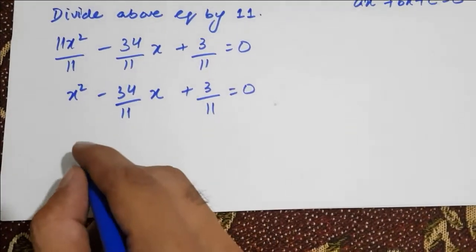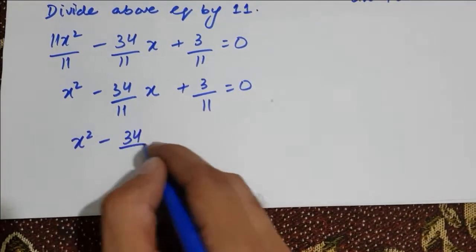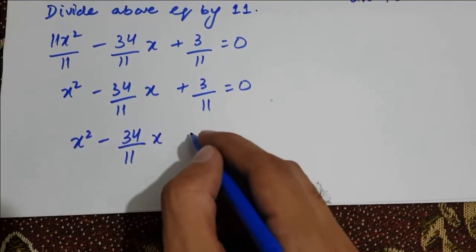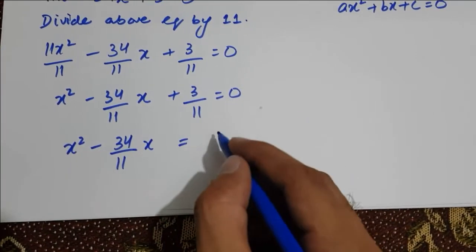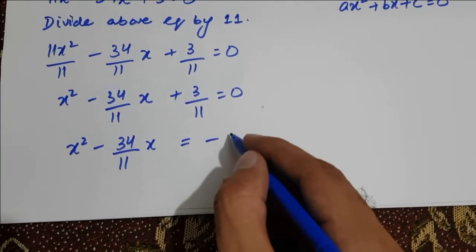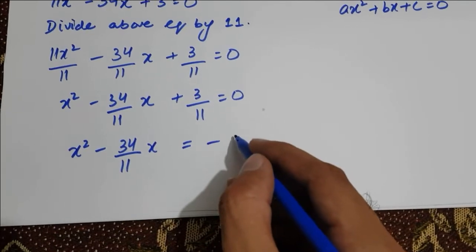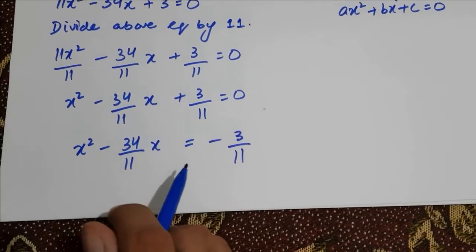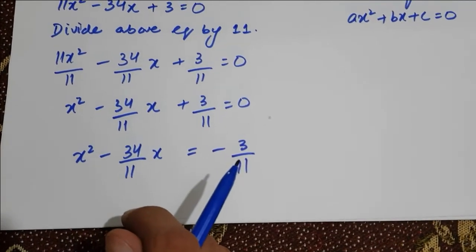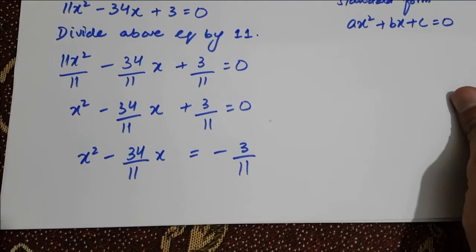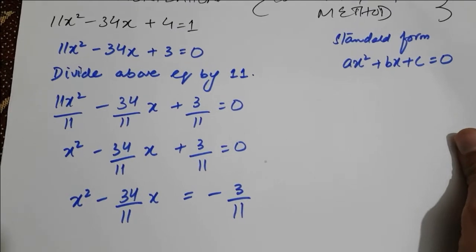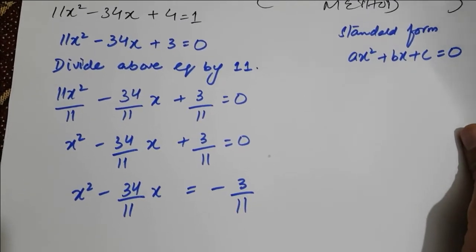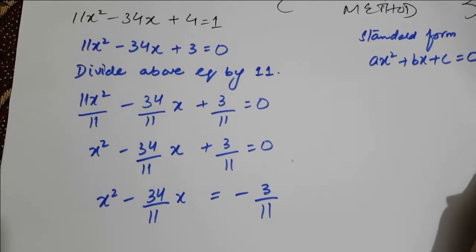So the next step is you have to move the constant term, or you have to shift the constant term to the right hand side, which equals to minus 3 by 11. So the next step that we're going to do is the crux of this method, or you can say the most important step of this method.